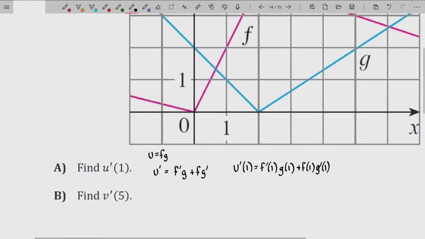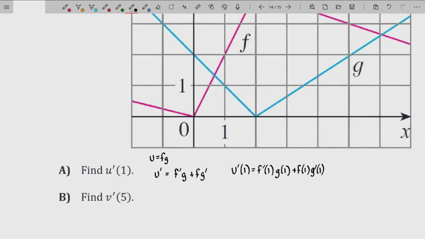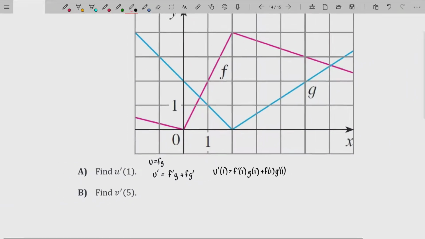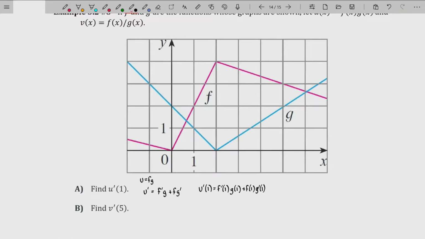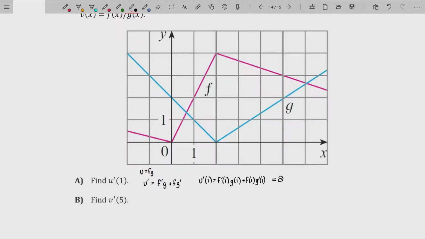I consider this a synthesis problem because you're pulling together your algebra skills and your graphing skills and the derivative skills you've just learned. So let's see what f prime at 1 is. Now here's 1 right there, x equals 1. So you can compute the slope of that pretty quickly. The rise, it rises 2 units when it runs 1. So f prime at 1 is 2.